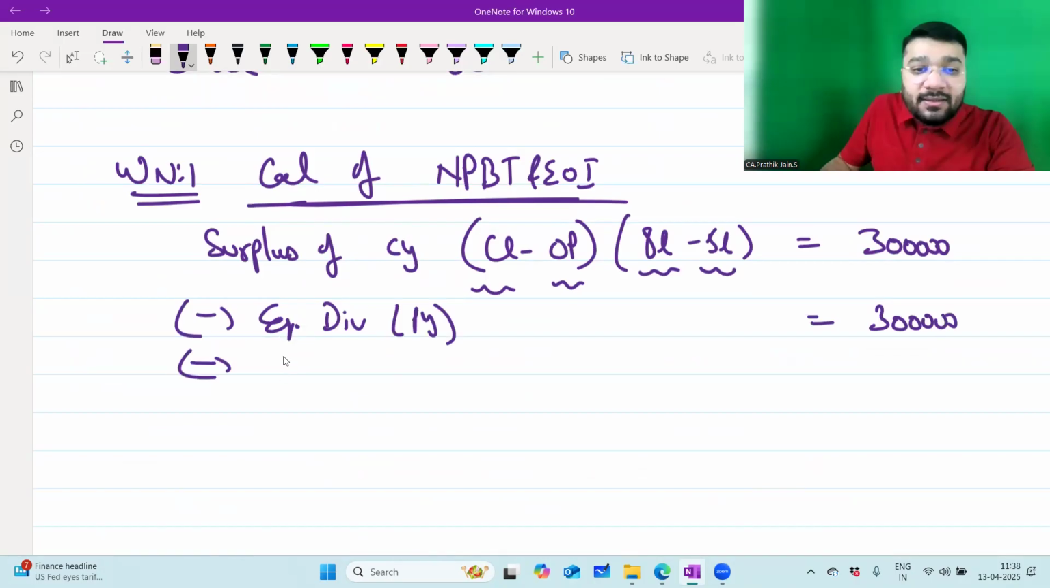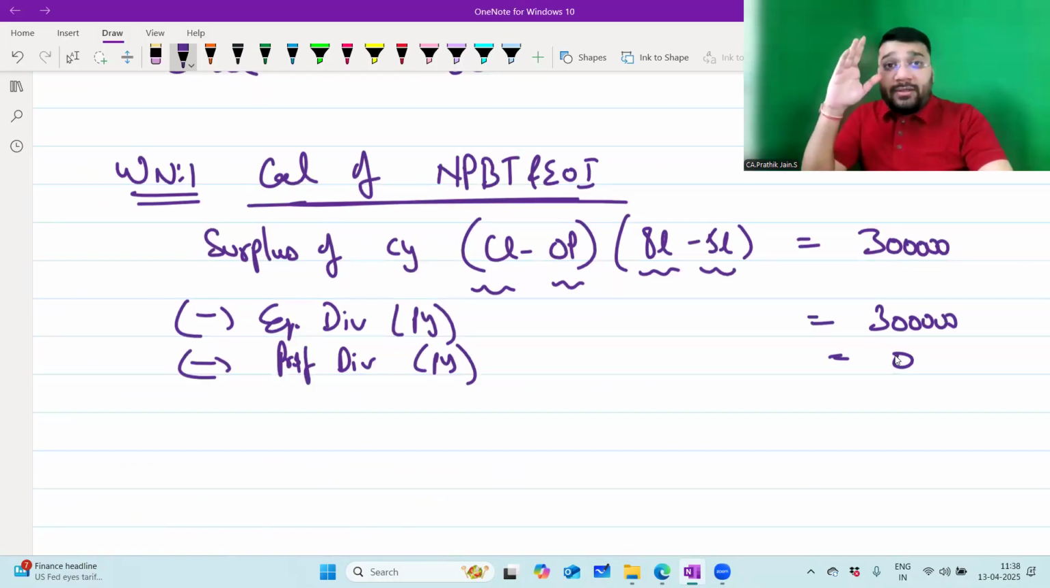Minus preference dividend. Which year? Previous year. In this case it is 0. So in the exam, are we supposed to write the entire format? The answer is no. You will record wherever you have the values. If there is no value, if it is 0, leave that.